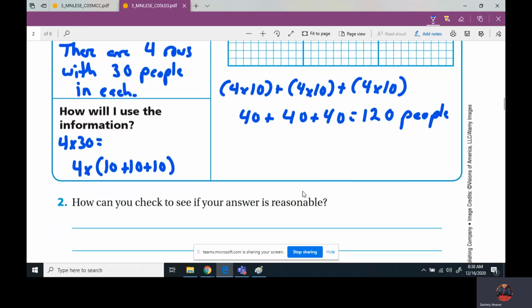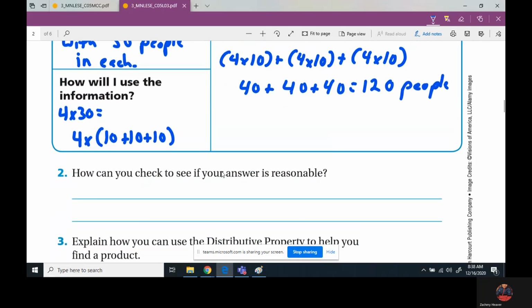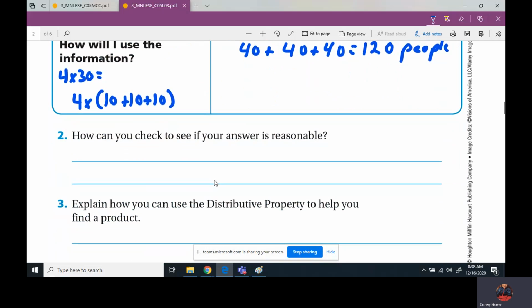How can you tell if our answer is reasonable? Means how do we know? Well, 4 times 30 is 120. We have figured that out. Well, let's try something else. What's 4 times 3? 4 times 3 is 12. You see a correlation? If I add a 0, I add a 0.